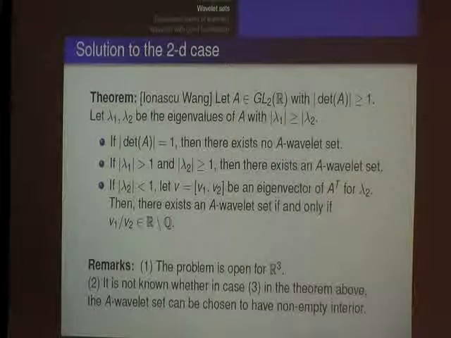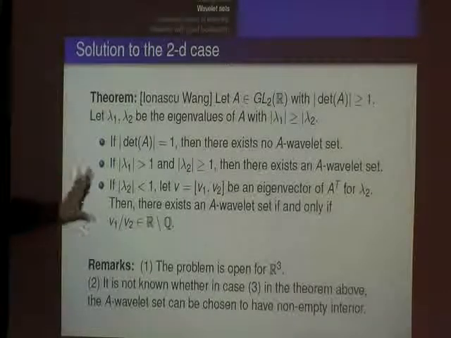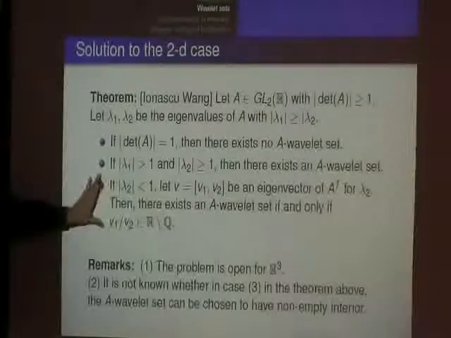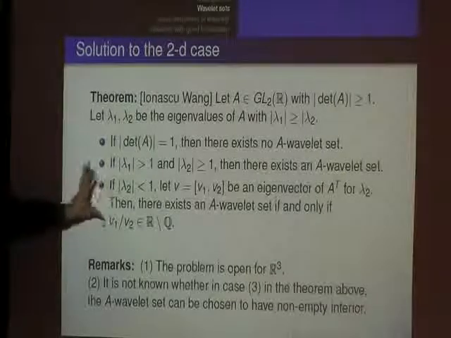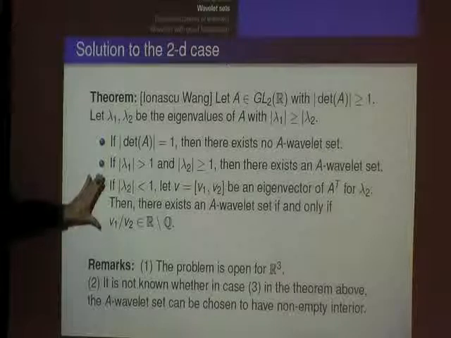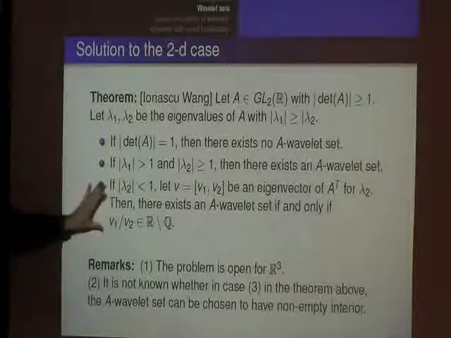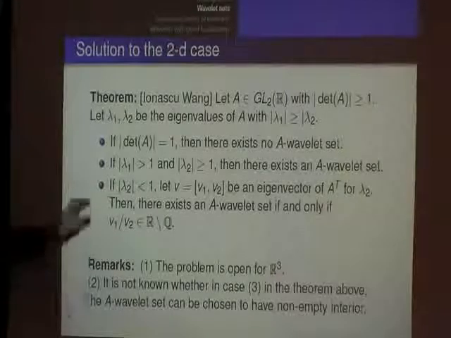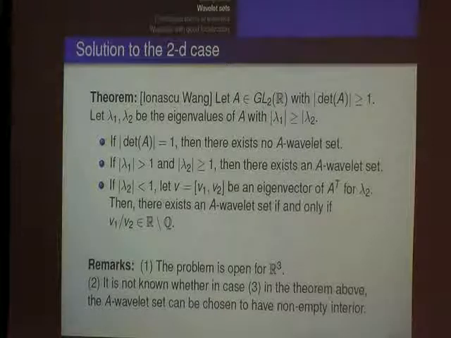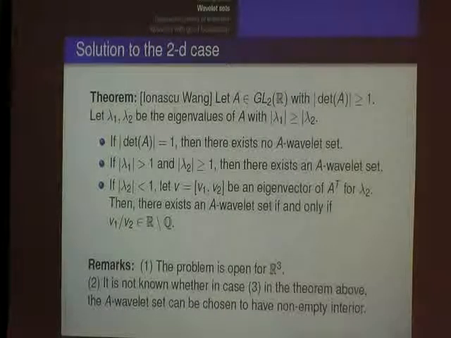So I point out that this problem is still open. We don't know for which matrices in R3 you can find a region that tiles by translations and by dilations. And it's not known, for example, whether here you can construct a wavelet set that has non-empty interior. So these sets are really, really weird. They contain no circle of full measure. I mean, I know we're thinking of measurable sets, so it's not kosher to talk about interior, but you know what I mean. So this is an open question.